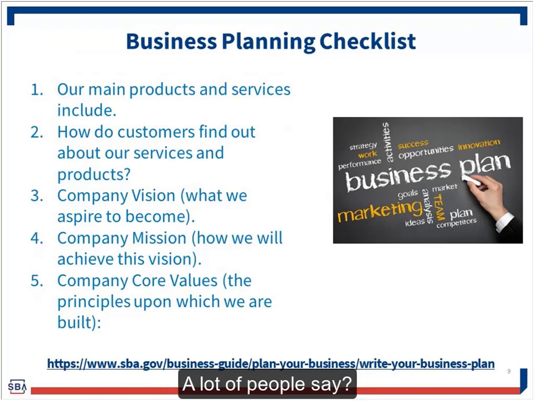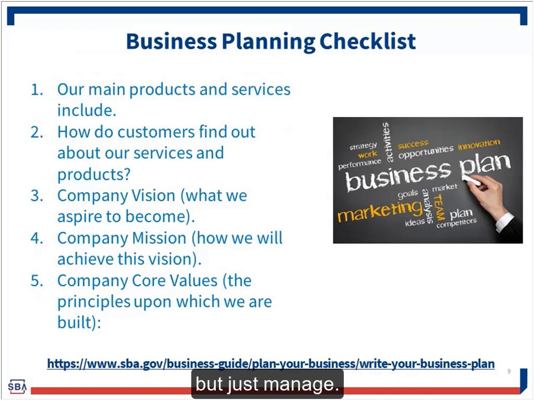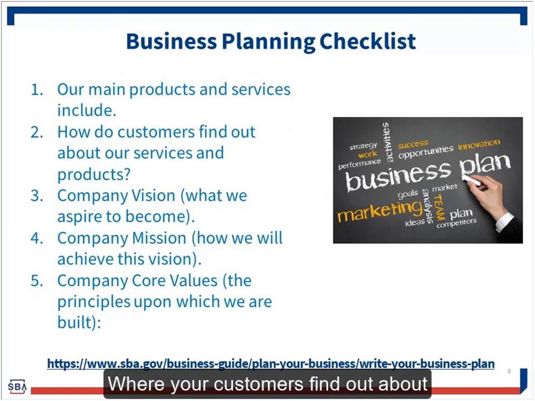All right, so part of your business planning checklist is to identify your products and services. How do customers find out about you? A lot of people say, I've got referrals, or I've got a website, which is great, but do you want all your eggs in one basket, or do you want to be on multiple platforms? Or is it just referrals are great, I'm good, this is enough business for me, and that's totally fine, but just manage where your customers find out about you.